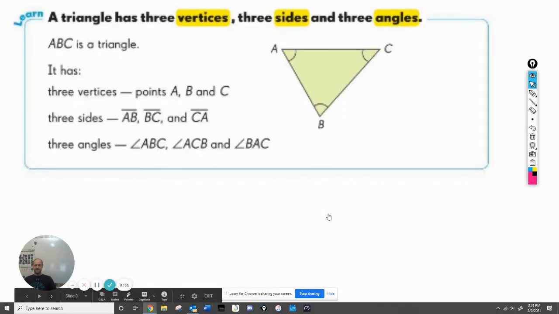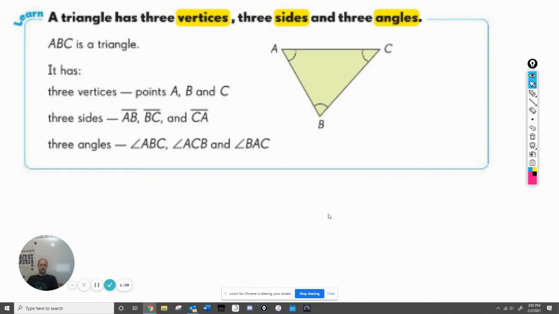What are the base and the height, you say? Well, a triangle has 3 vertices, 3 sides, and 3 angles. The vertices are your points A, B, and C, the sides are AB, BC, and CA, and the angles are ABC, ACB, and BAC. Again, in the naming convention, the center of the 3 letters always names the vertex, the bendy bit.